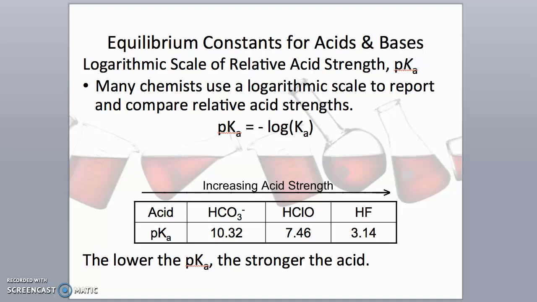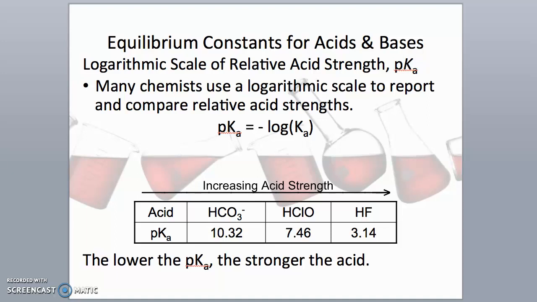Equilibrium constants can be a little bit cumbersome and even confusing when we're trying to compare the size, when we get into negative exponents with the scientific notation. So a common method of comparing acid strength is to take the negative log of the equilibrium constant, like we did with the hydronium ion concentration to find pH. Well, here, if we take the negative log of the equilibrium constant, the Ka, we get a pKa.